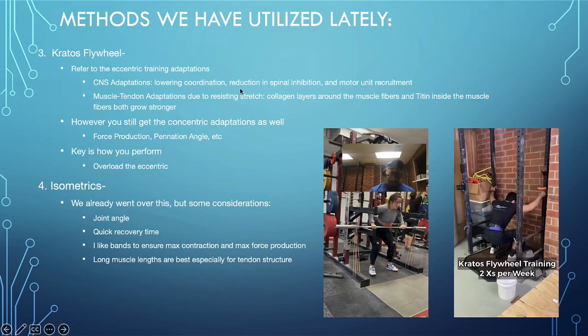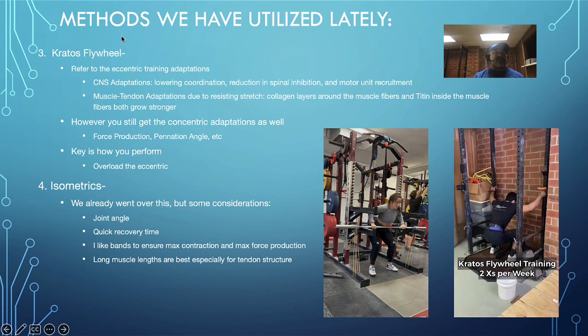Now the Kratos. I've already written a crazy article about the Kratos flywheel that answers most questions. And right now, I'm about to do a protocol. By the time this is released, the protocol might already be released, but I'm working on a protocol this week for you guys who have flywheels. But refer to the eccentric training adaptations that we talked about earlier. The CNS adaptations, lowering coordination, that doesn't really matter, but reduction in spinal inhibition and motor unit recruitment, that's going to be better, plus muscle tendon adaptations.